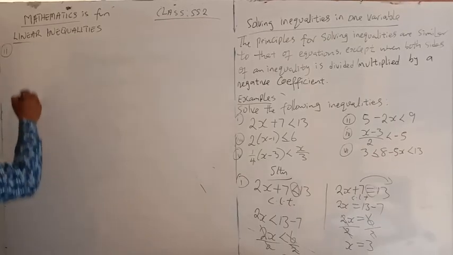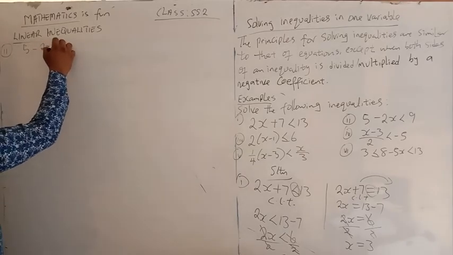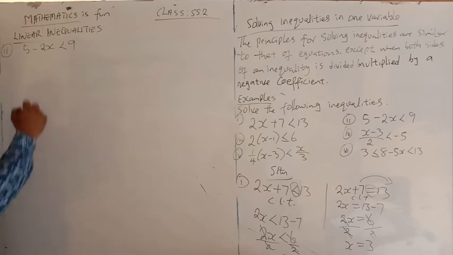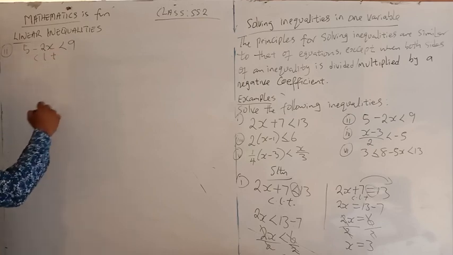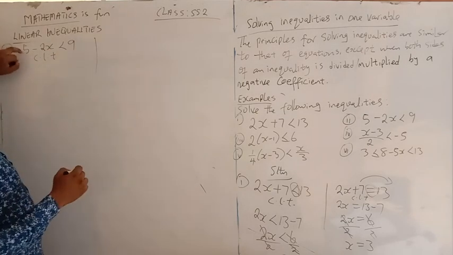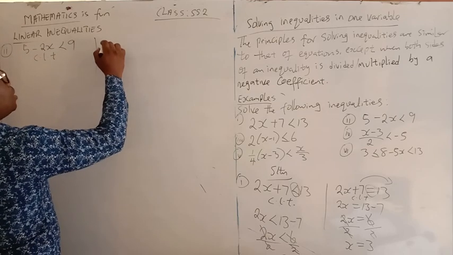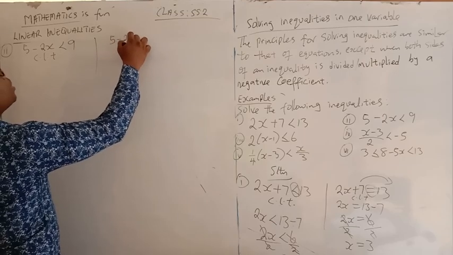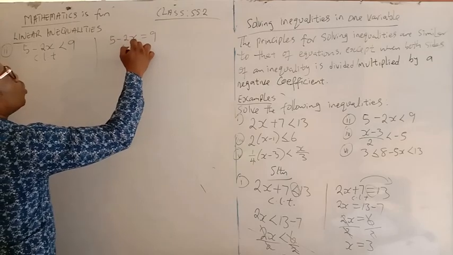2. 5 minus 2x less than 9. Yeah, when you have this, you are also going to collect the like terms. Now, I want to rewrite this. This is an inequality. I want to write it in an equation form. Minus 2x equals to 9. Now, I'm going to collect the like terms.